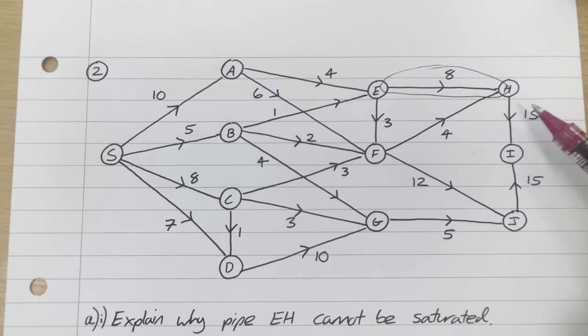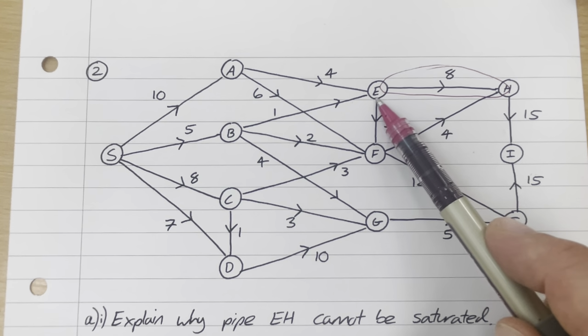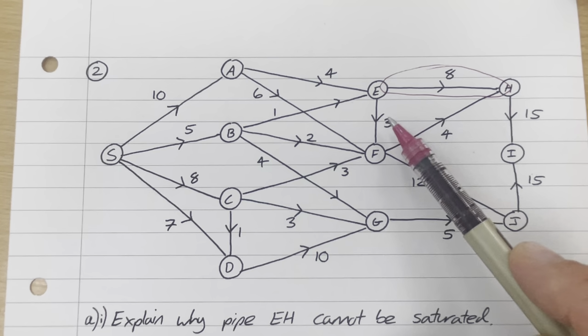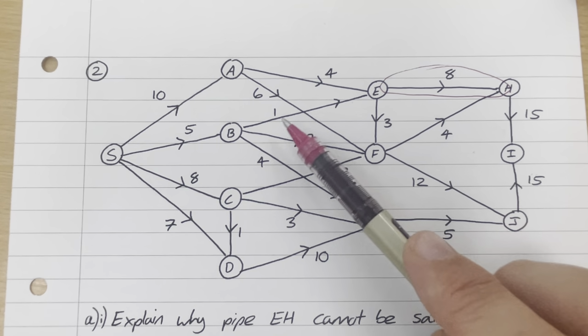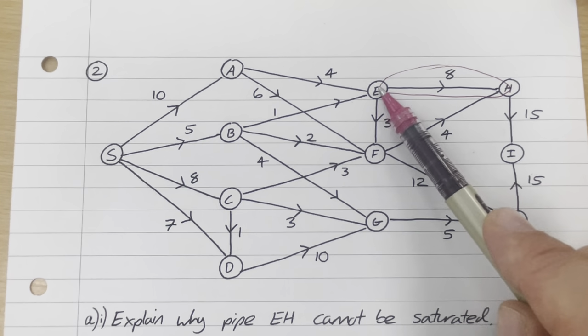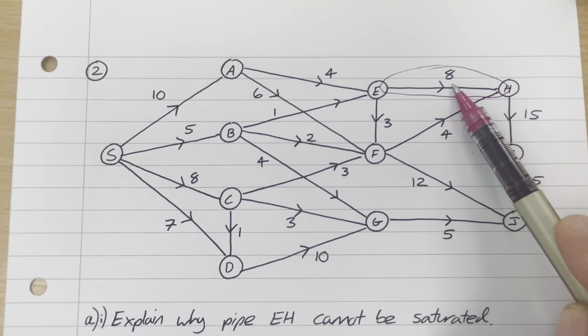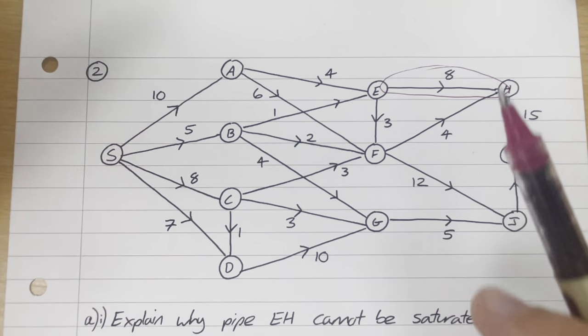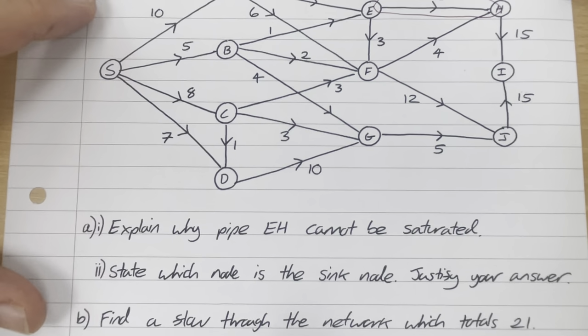So looking at H, we can see that 15 is obviously bigger than 8. So H can have 8 flow going through it. But E, it's only got 5 coming in, and then it's got the 8 and the 3 coming out. So the maximum it can have going through it is 5, which means the maximum flow we can have through pipe EH is 5. So therefore, it cannot be saturated.